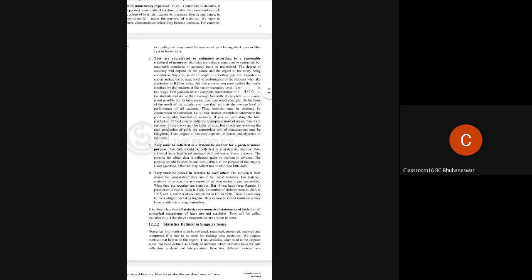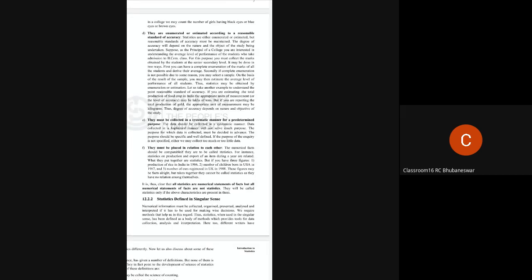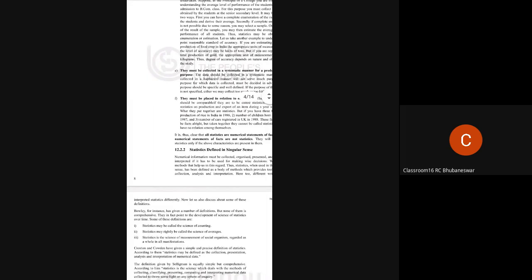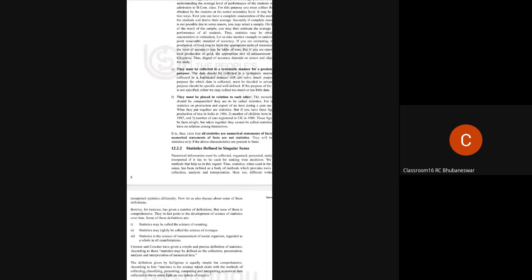Then they must be placed in relation to each other. That means there should be a comparison of the data. Then statistical data is defined in two senses: one is the singular sense and another is the plural sense. Sometimes a question may come: define statistics in singular sense.